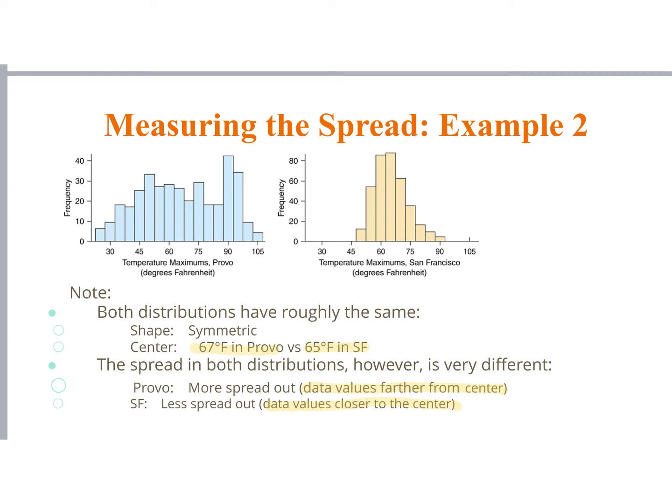So if you look at the graphs in Provo, Utah, you might have some temperatures that are super low at some points, really, really far from the mean. And then you might have some days where it's very, very high and also very far from the mean. However, in San Francisco, you don't have that spread, right? You don't have temperatures that are super far from the mean. They're all kind of clustered towards the mean in the center.